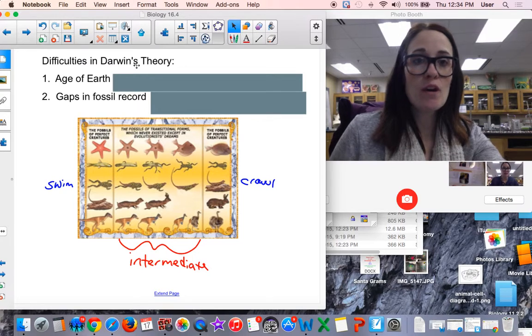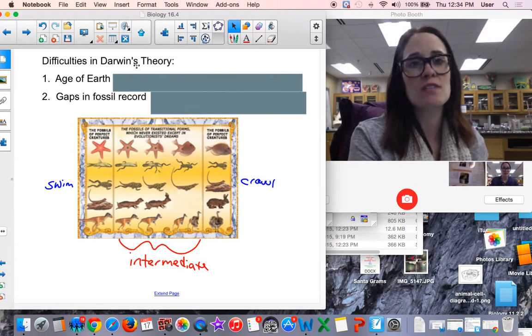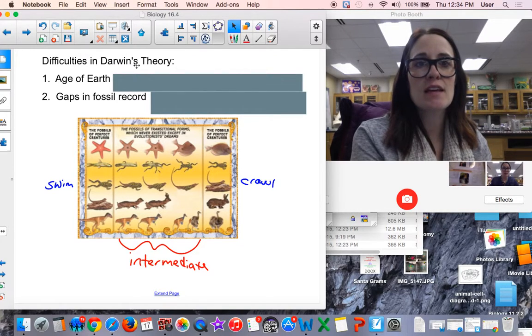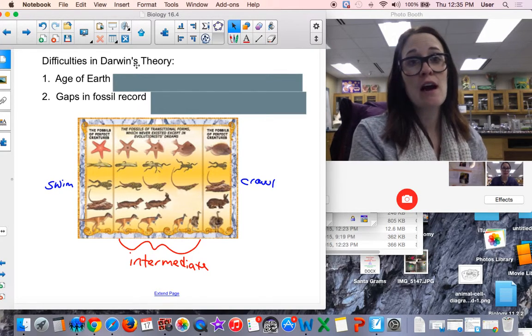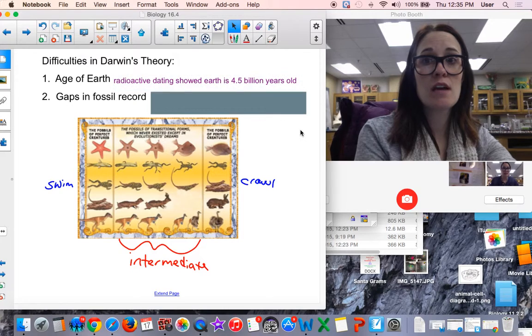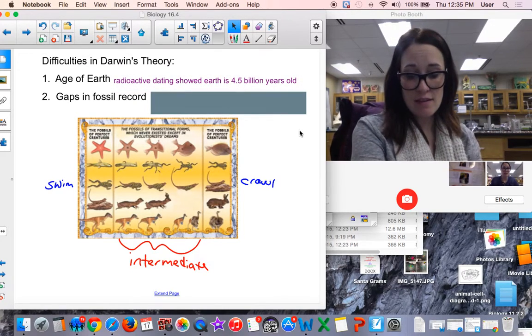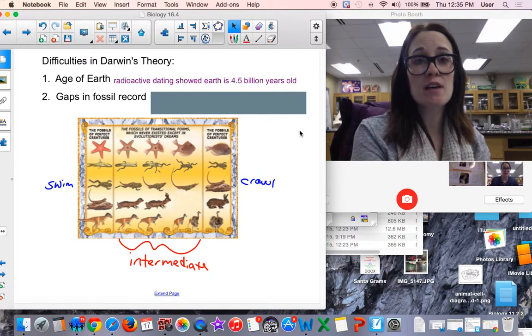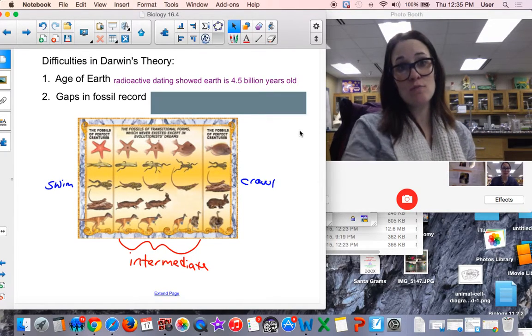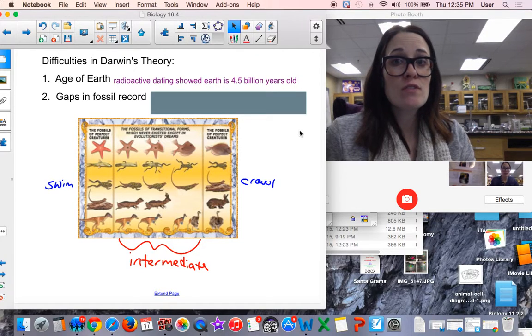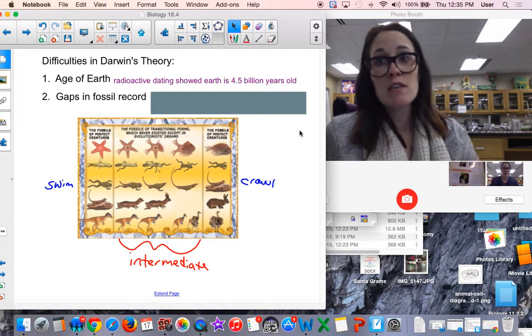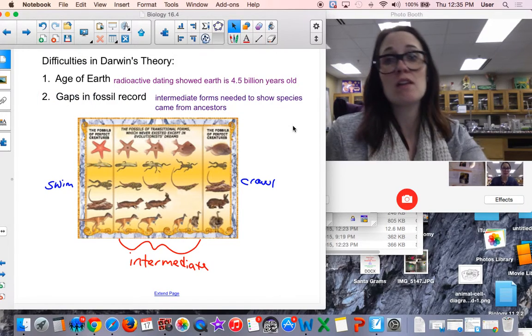So there are and were some difficulties in Darwin's theory. Some of them still exist today. For Darwin's theory to be credible, the age of the Earth needed to be old, and there are different ways this has been shown to be true. One of them is radioactive dating, which uses radioactive isotopes to date fossils in the ground in different places. It showed that the Earth is 4.5 billion years old. So the age of the Earth is old, and Darwin's theory can be credible.